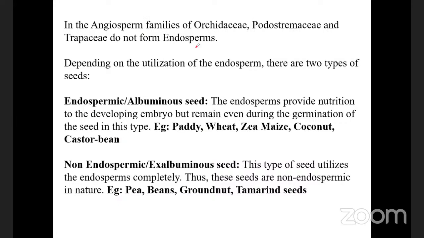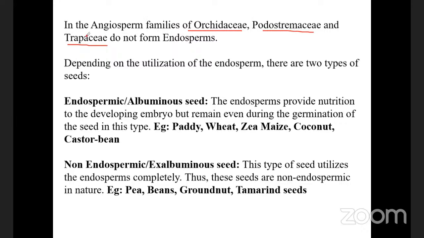And then you can see there is no endosperm in Orchidaceae, Podostemaceae, Trapaceae. That is very, very important. Not endospermic. There is no endosperm formation. In which family is endosperm formation not taking place? There is a question.